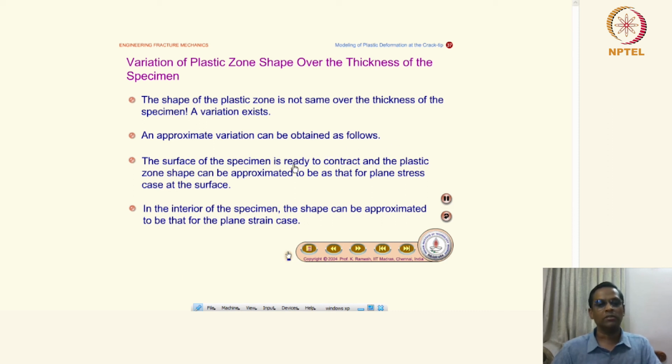The surface of the specimen is free to contract, and the plastic zone shape can be approximated to be that for the plane stress case at the surface. In the interior of the specimen, the shape can be approximated to be that for the plane strain case. This is what we have seen in the selection of fracture toughness slide.